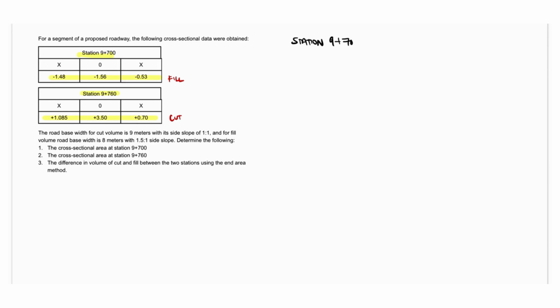Now, let's proceed to the first requirement, which is to determine the area at station 9 plus 700. To do this, we begin by plotting the cross-section to better visualize the problem. First, we draw the grid and position the road base at the center. From the center line at 0, we plot the vertical value of -1.56.